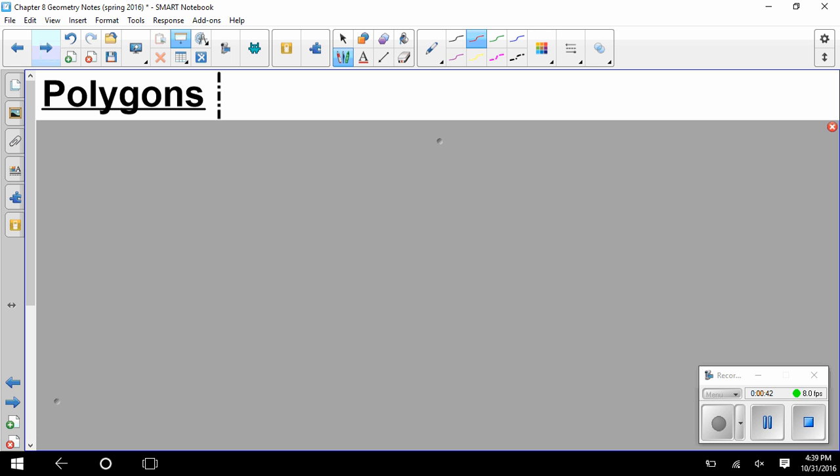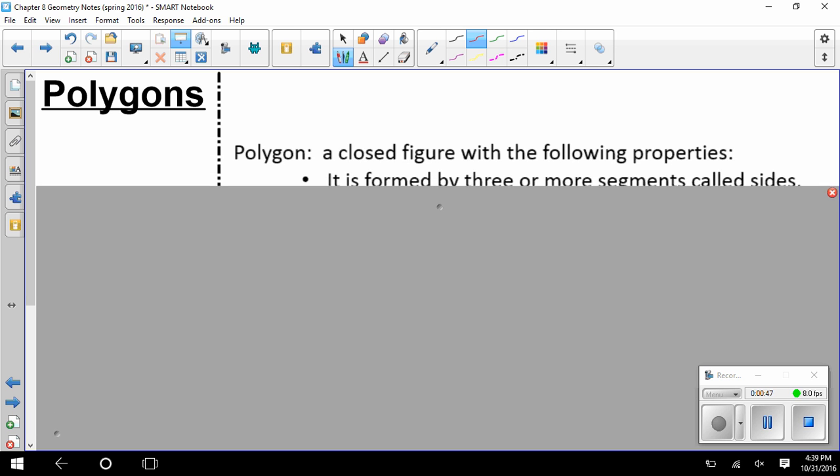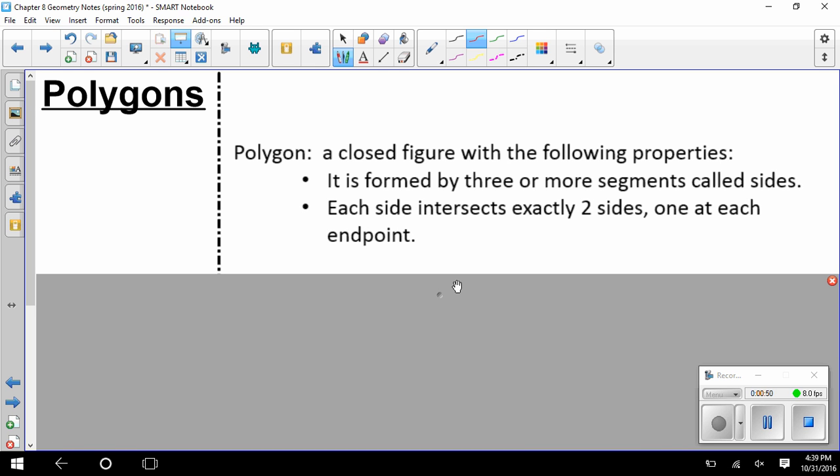Next, main idea: polygons. So we have a couple vocabulary terms here. The first vocabulary term is polygon, and this is also known as shape. Polygon is better just because it has these specific things here. Sometimes when you hear shape, you think of a circle also, but a circle is not a polygon because it violates one of these. So a polygon is a closed figure with the following properties.